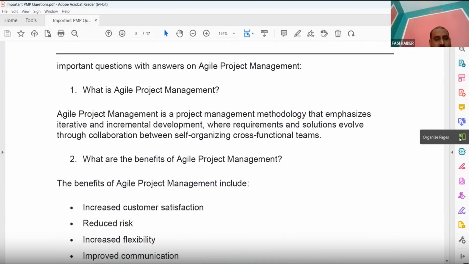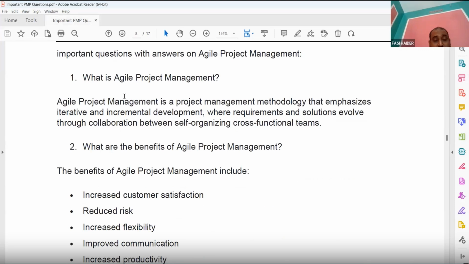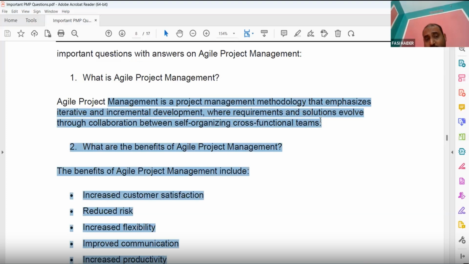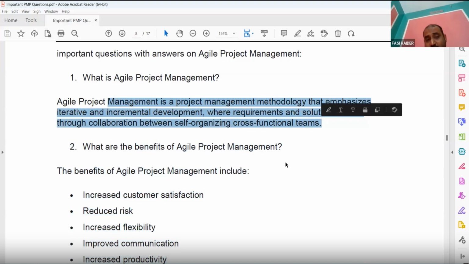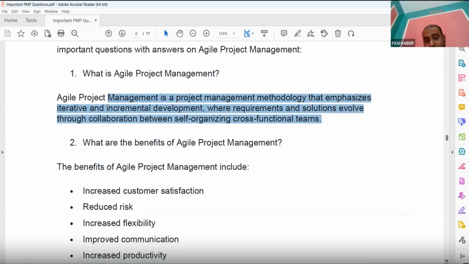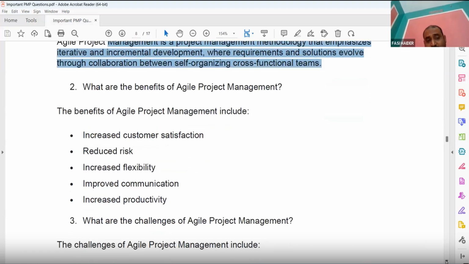So, important questions with answers on Agile project management. What is Agile project management? It is a project management methodology that emphasizes iterative and incremental development, where requirements and solutions evolve through collaborative, self-organizing, cross-functional teams. What are the benefits of Agile project management? Reduced risk, flexibility, increased productivity.